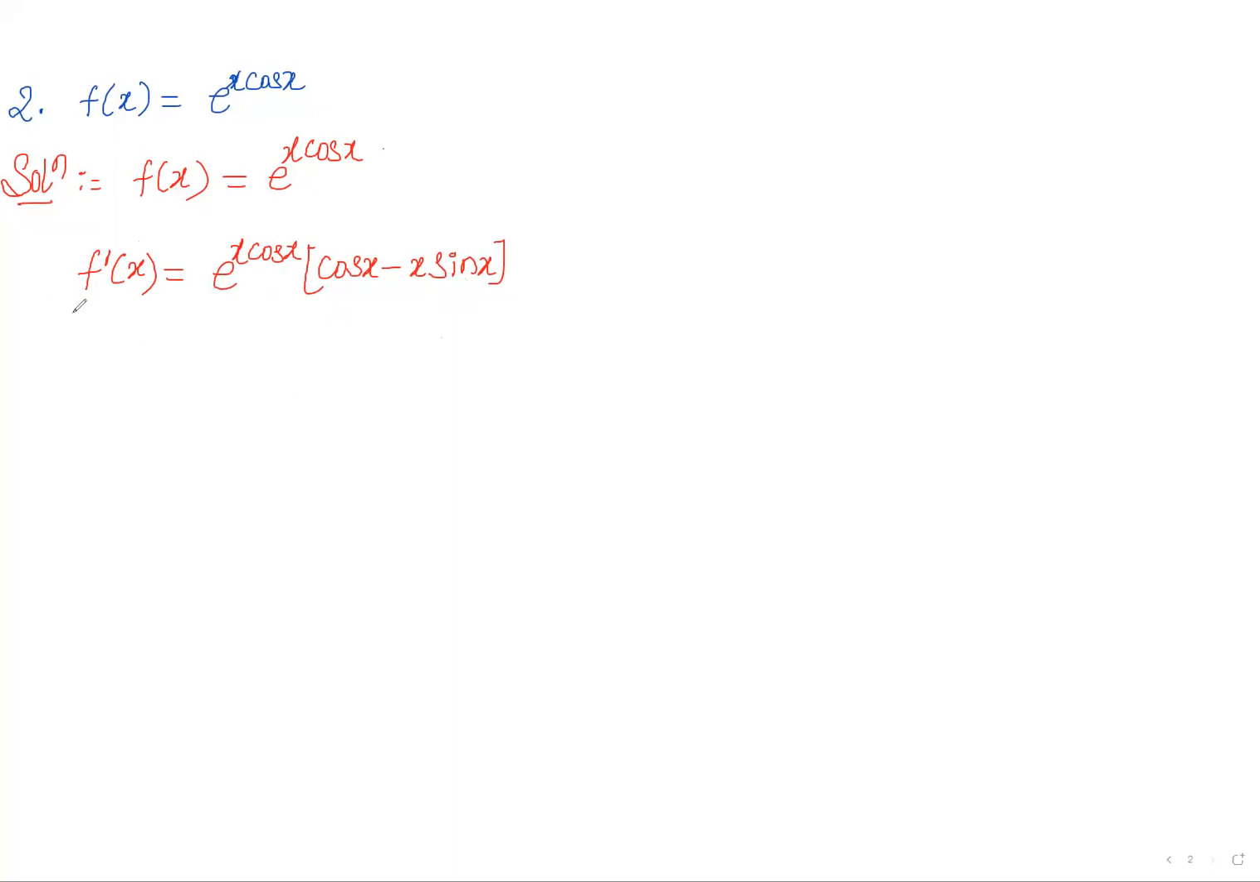Now second derivative f double dash of x is equal to the derivative of the given function. Here we are using the u into v rule. So first I am keeping e raised to x cos x as it is. Now taking the derivative of this bracket, derivative of cos x is minus sin x, minus x sin x. Again here we have to apply the u into v rule: x as it is, derivative of sin x that is cos x, minus sin x.